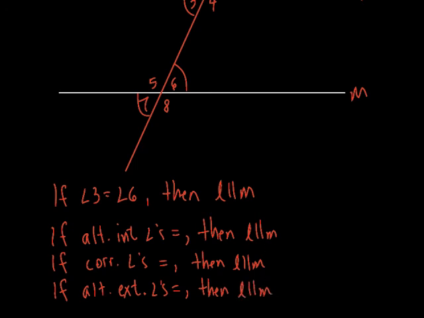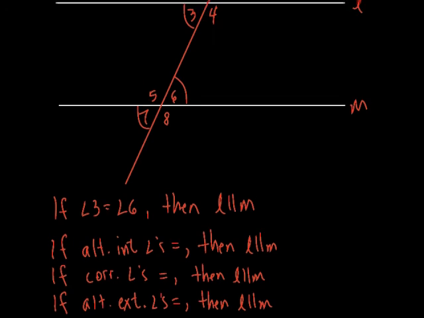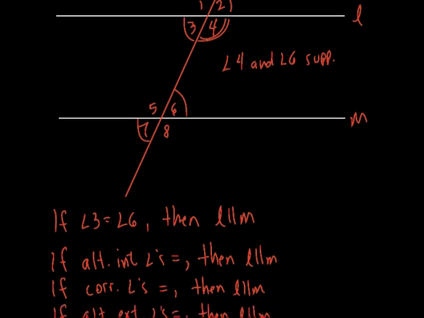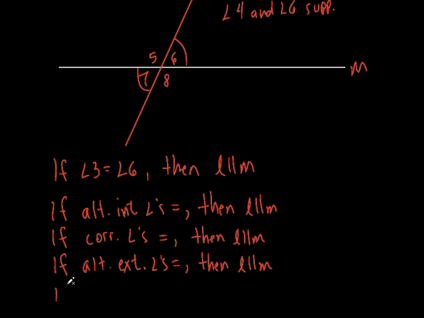Now we got one more though. What if they told me somehow that 4 and 6 were supplementary? So if somehow they told me that angle 4 and angle 6 were supplementary, right? So if this plus this added up to 180, if I knew that, what could I then say about the two lines? That they're parallel, right? So what can I say here?